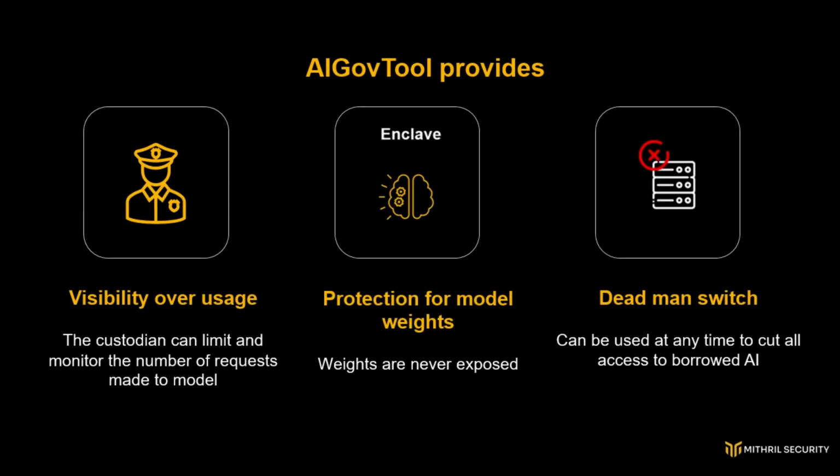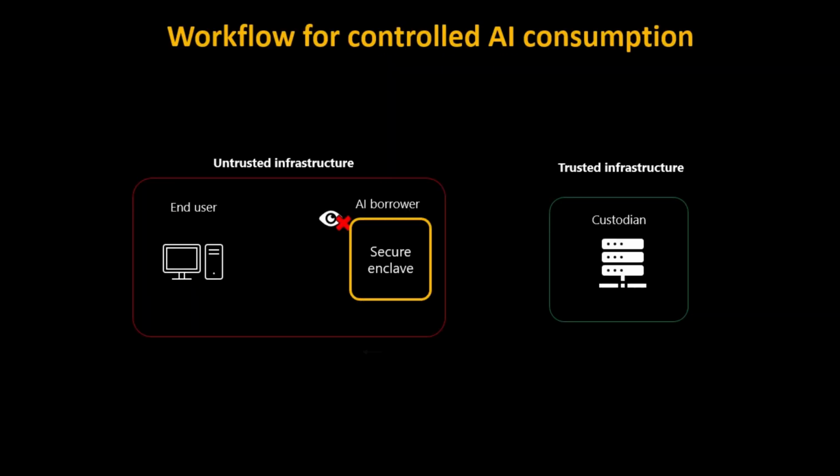Let's now take a look at how AI GovTool can allow the custodian to share their model with the AI borrower with full visibility over the AI consumption, guarantees that weights are never exposed in the clear, and a manual switch that can be used at any time to block all usage of borrowed AI. The custodian will ship a secure enclave, which is a hardware-based, highly confidential environment that will ensure the weights' confidentiality.